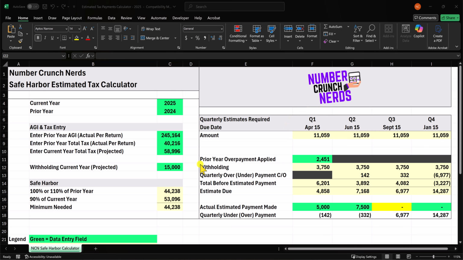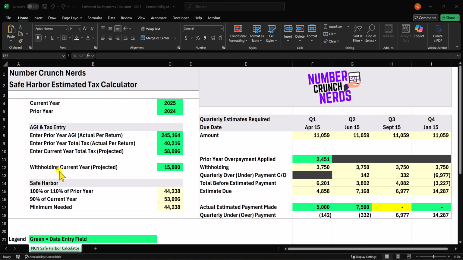So moving along in the calculator, the next item that we need to know is the prior year overpayment applied to the current year, if there is one at all. If you have one, you would get it off your prior year tax return. In this example, your 2024 tax return. And let's just assume for this example that it's $2,451. So in other words, we had an overpayment on the 2024 tax return of this amount. And instead of refunding it, we chose to apply it to 2025, and therefore we would put that amount right here in this cell.